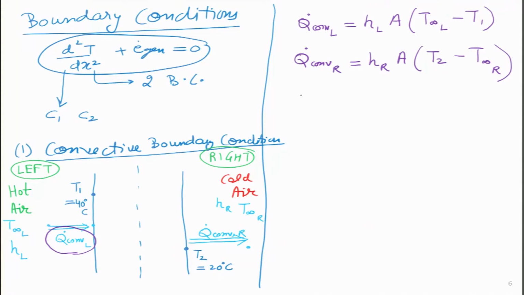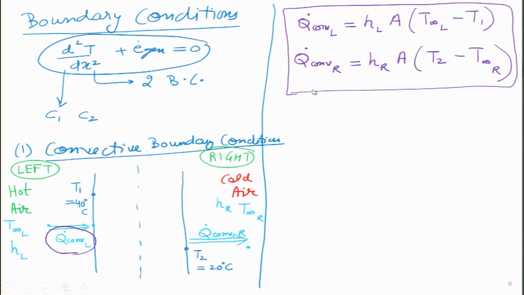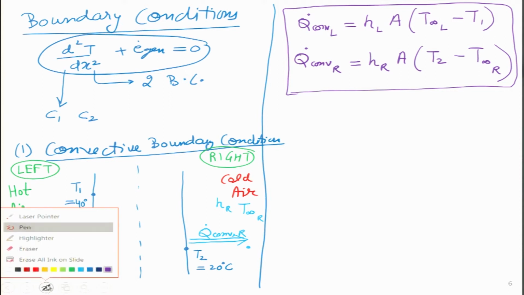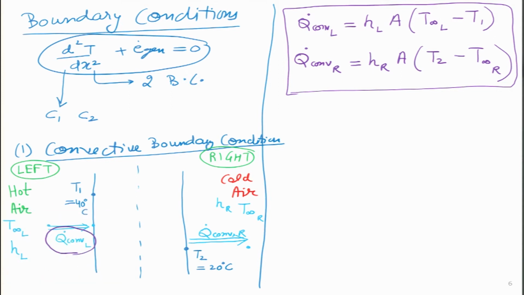With the help of these two equations, now we can clearly see that certain convection boundary conditions we can clearly apply on the left side of the wall as well as on the right side of the wall. Just for the sake of completion, let me go back inside the wall and draw this temperature profile over here.